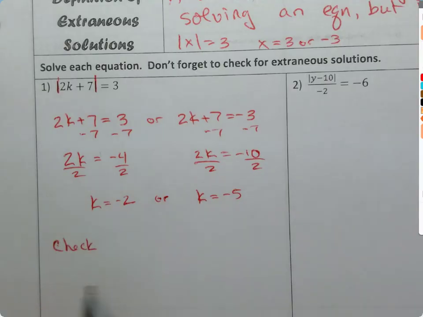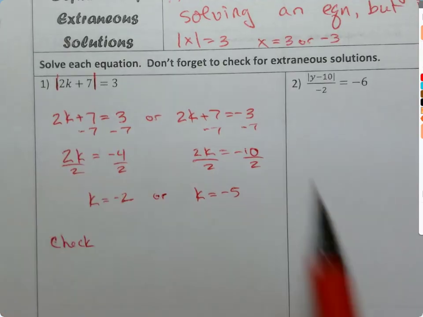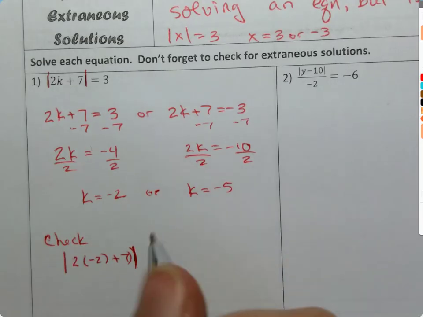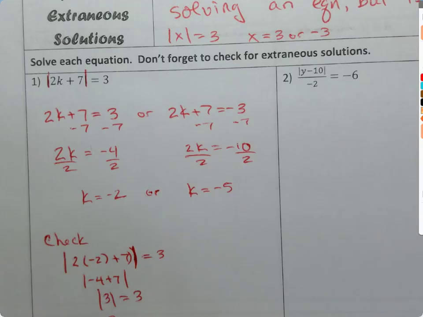Before I say I'm done, I'm going to check them by plugging them back in. So I'm going to go back to the original with the absolute value and do 2 times negative 2 plus 7. That should be a bracket there. I don't need the parenthesis. And it should equal 3. All right, well, isn't this negative 4 plus 7? So there's my positive 3 equals 3. Is that true? Okay, so the first one works.